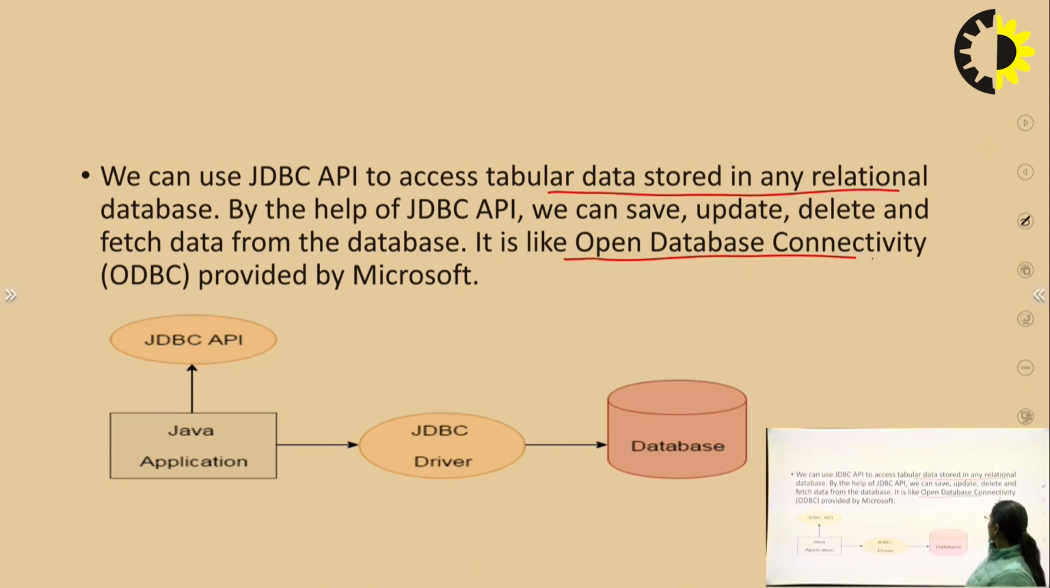It is just like Open Database Connectivity, ODBC, that is provided by Microsoft. ODBC and JDBC are similar, but there are some differences between them. ODBC is written in C or C++, while JDBC is purely written in Java. Java is a platform independent language, so we can use this anywhere. So nowadays, instead of ODBC connectivity, in all places we use JDBC connectivity.